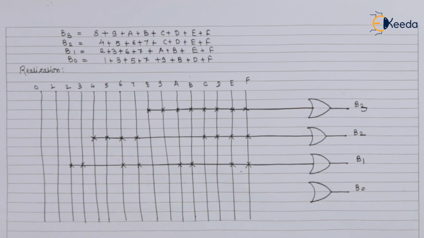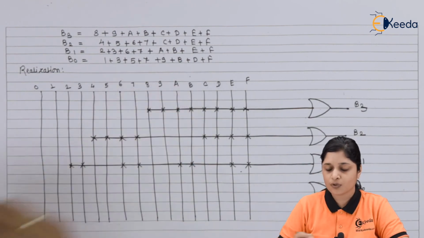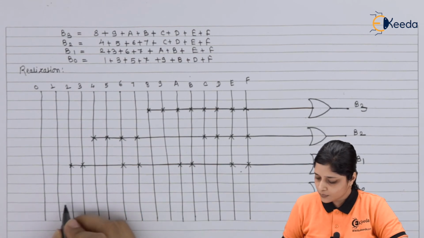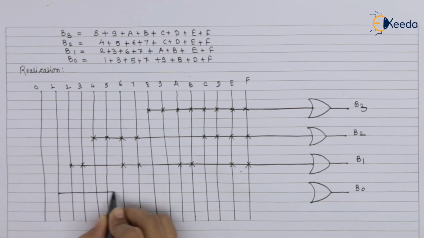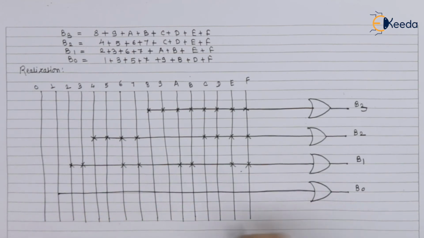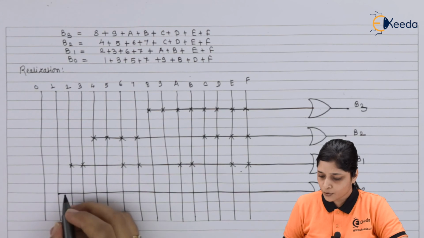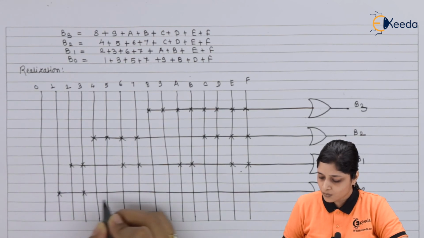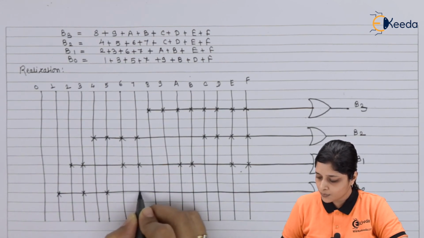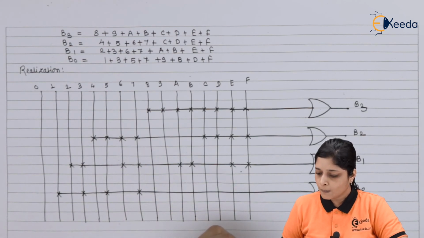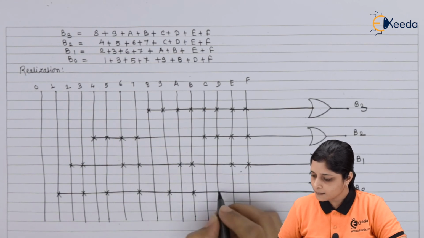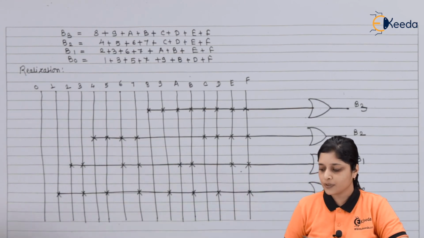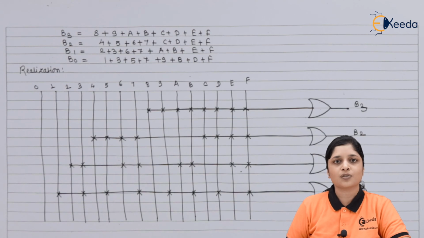For B0, you have to focus on the expression of B0. You have to start with the 1. So we will draw a straight line from 1. After that, we have to mark 1, 3, then 5, 7, then we can mark 9. After that we have B, then D and F. In this way you have to make the connections for B0, B1, B2 and B3.